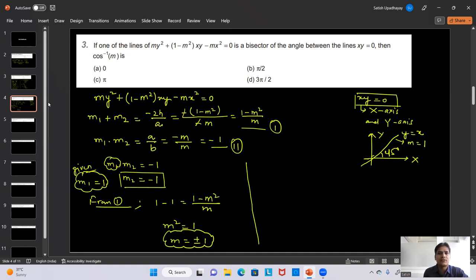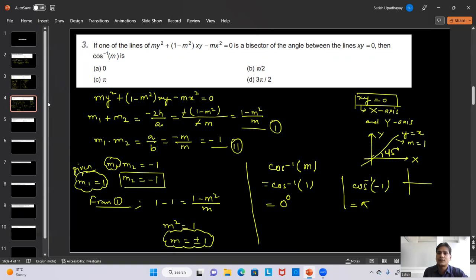Now the question is asking to find cos inverse m. So it will be cos inverse of 1, and the second one, cos inverse of minus 1. Now when does cos theta give us the value 1? It's at 0 degree, so the value of this will be 0. And when does the cos function give the value minus 1? It's at pi. Cos pi is equal to minus 1.